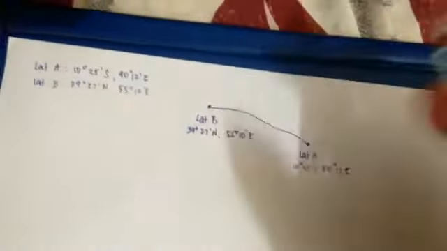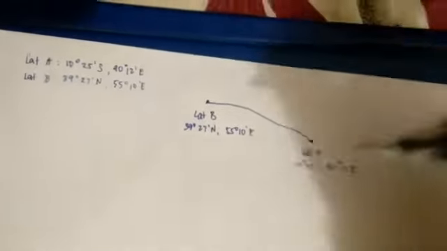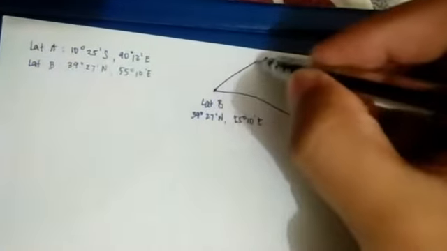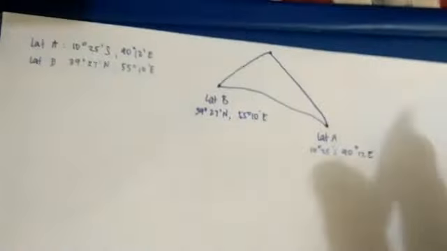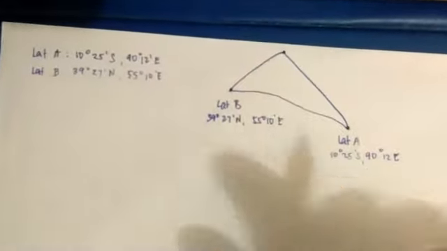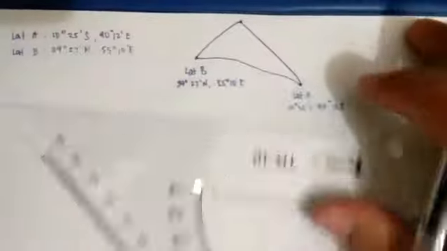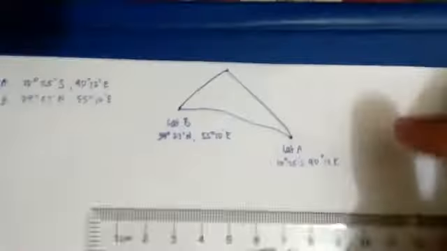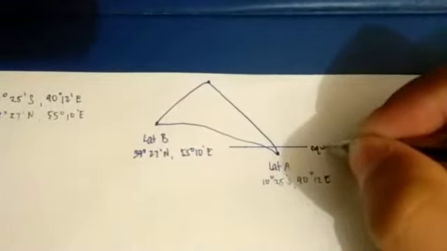Since we connected our latitude A to latitude B, we will use the North Pole in order to determine our initial course and final course, and our equator is located here, so we should label it equator.